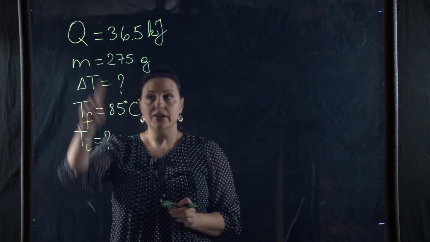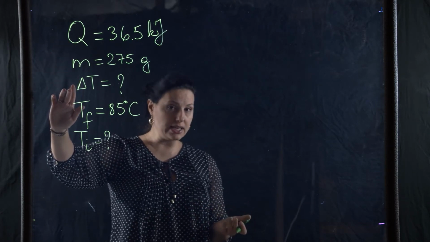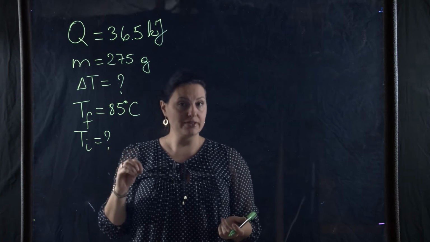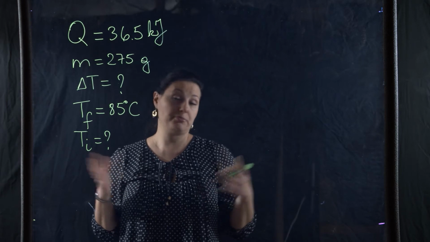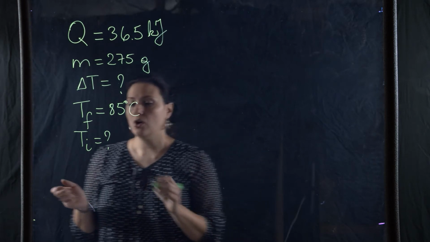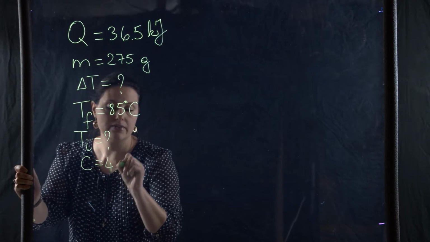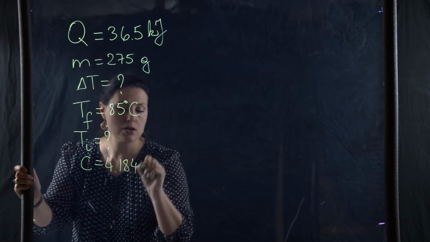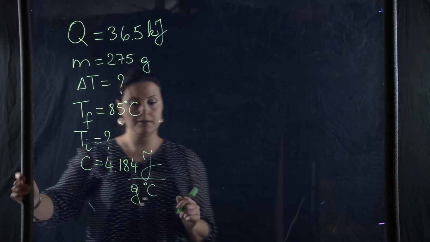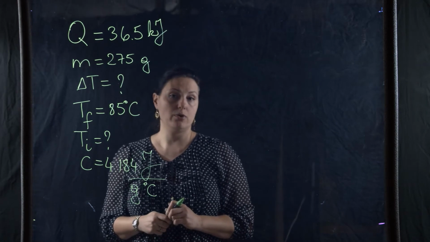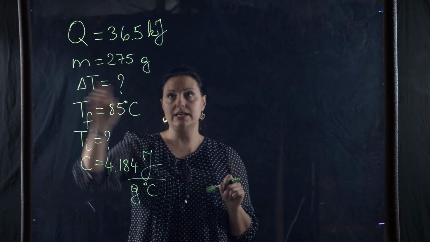Okay, what am I missing here? I have Q, I have the mass, I'm looking for delta T. I'm missing the specific heat. Now the specific heat for water is pretty well known, so it's used commonly. I know that C for water is given as 4.184 joules per gram degrees Celsius. That's the specific heat for water. Now I have all the pieces and I can figure out delta T.